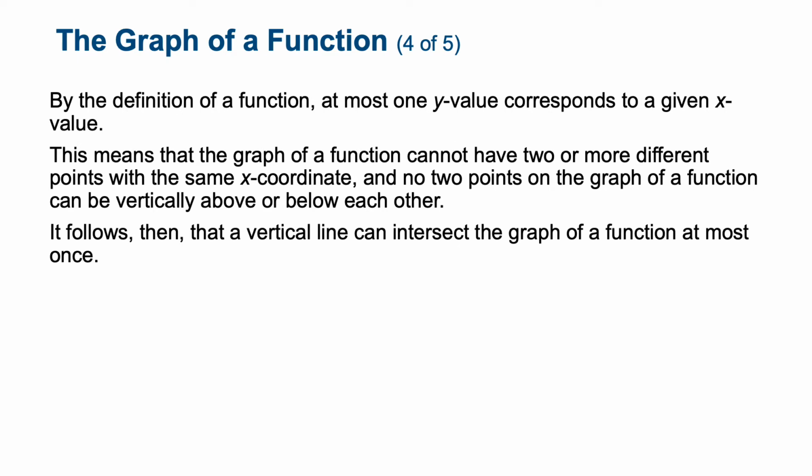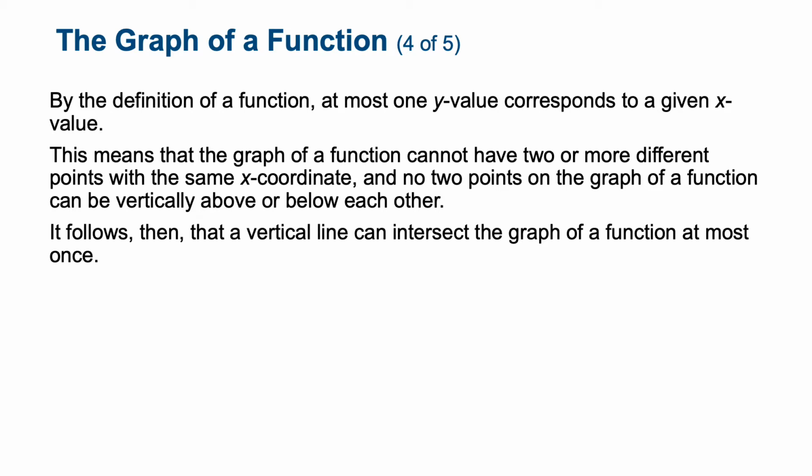So by definition of a function, at most one y value corresponds to any given x. Remember we said you can't have two outputs for a single input. So graphically, that means you can't have two or more different points with the same x coordinate. In other words, no two points on the graph can be above or below each other vertically. By that reasoning, a vertical line can intersect the graph of a function at most once.